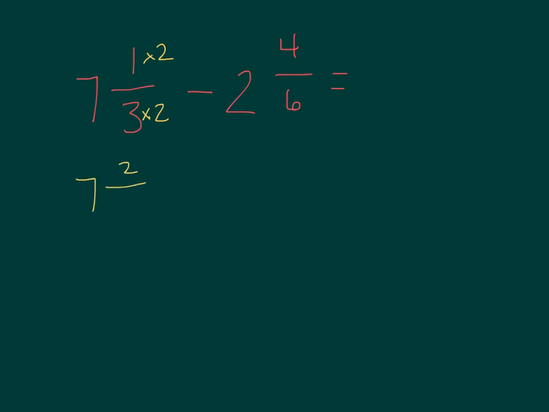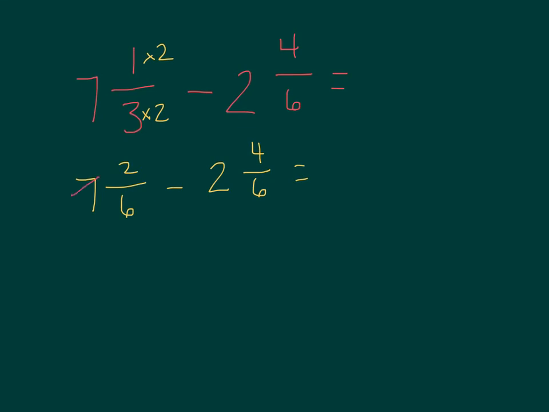7 2/6 minus 2 4/6. Now in this case, if I had 2/6 in my hand, if I had the fraction blocks that I have in the room in my hand here, if I just had 2/6, could I give you 4/6? No, I couldn't. However, I could break up one whole and get more sixths and then give you 4/6. In order to do this, I'll need to borrow from my whole amount.